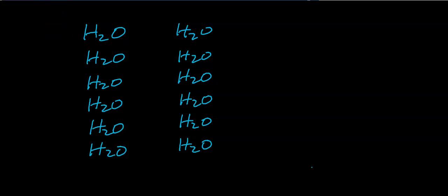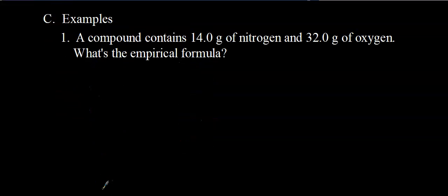Let's take a look at some examples. The compound contains 14.0 grams of nitrogen and 32.0 grams of oxygen. What is the empirical formula of this compound? Now again, remember what these subscripts in the empirical formula represent. They represent a ratio of moles. Well, we don't have moles. We're given the mass of each element in the compound. So our first step is to take those masses and convert to moles.